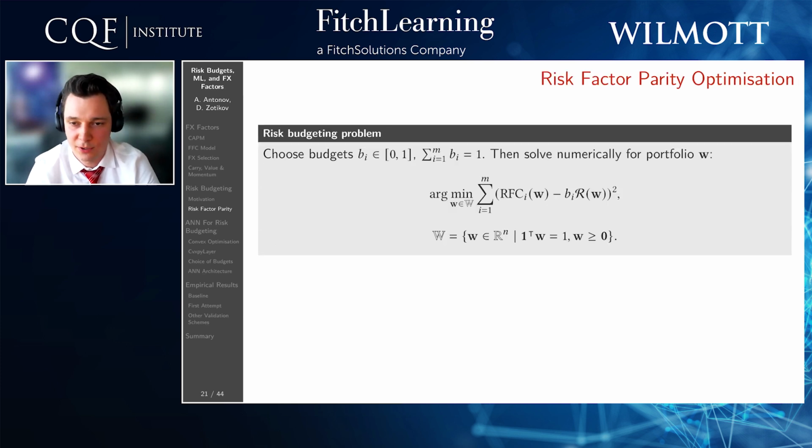If we observe that decomposition as a function of our asset weights, we're able to do the opposite. We're able to pose an optimization problem. And of course, that'll be our favorite least squares in this setting. We're choosing the budgets so that they sum to 1, and then we solve numerically for the portfolio W so that the risk contributions are as close to our budgets as possible.